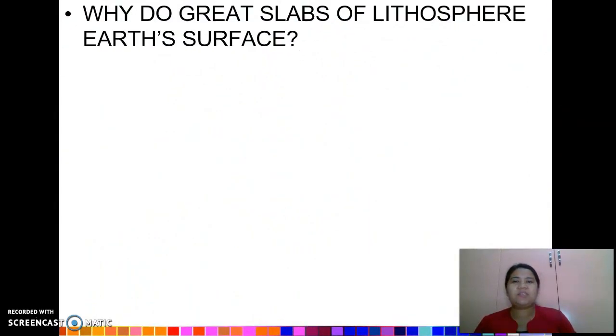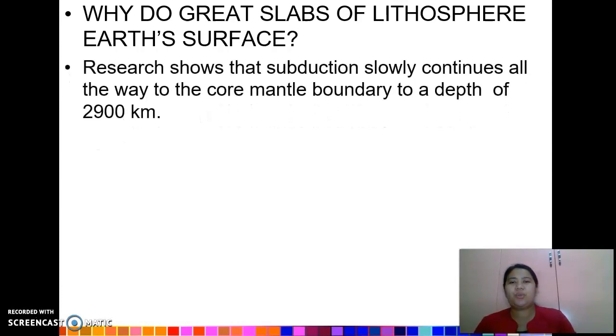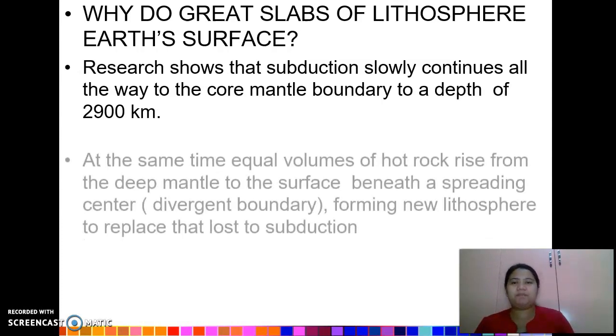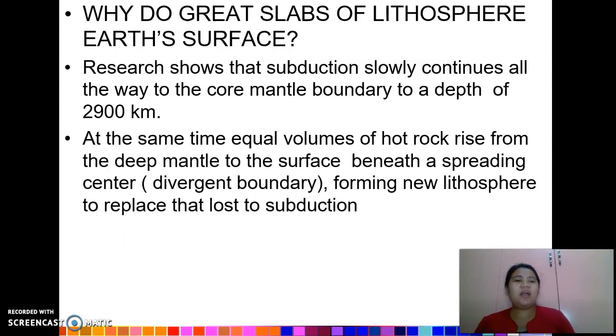Why do great slabs of lithosphere, Earth's surface, move? I'm sorry for the typo. Research shows the subduction slowly continues all the way to the core-mantle boundary to a depth of 2,900 kilometers. So that subduction of oceanic floor, or cool, denser plate, in the case of oceanic crust, goes down continuously to a depth of 2,900 kilometers. At the same time, equal volumes of hot rock rise in the form of magma, as I explained a while ago, beneath a spreading center. So that is actually the divergent boundary, forming a new lithosphere to replace that lost to subduction.